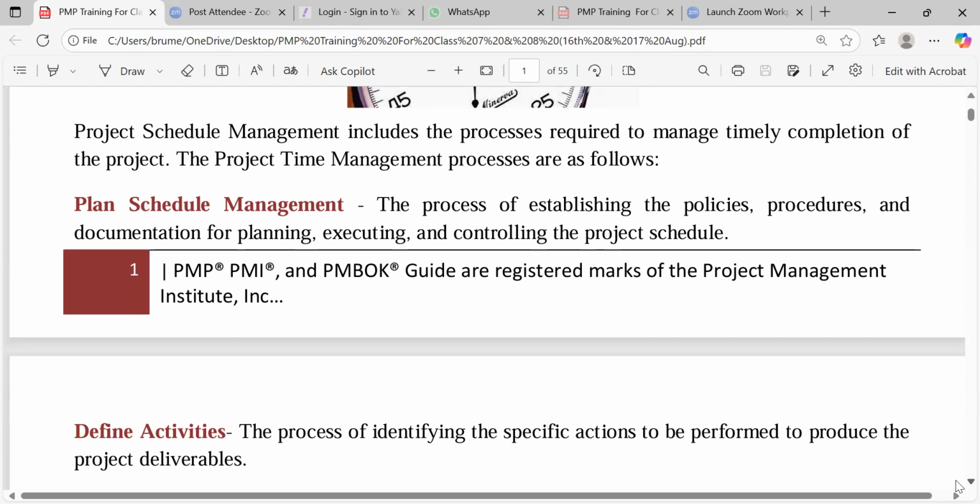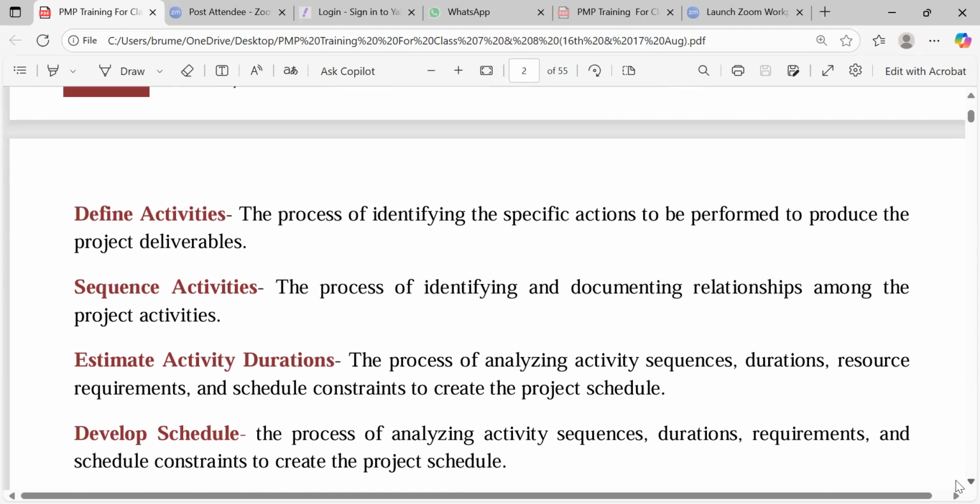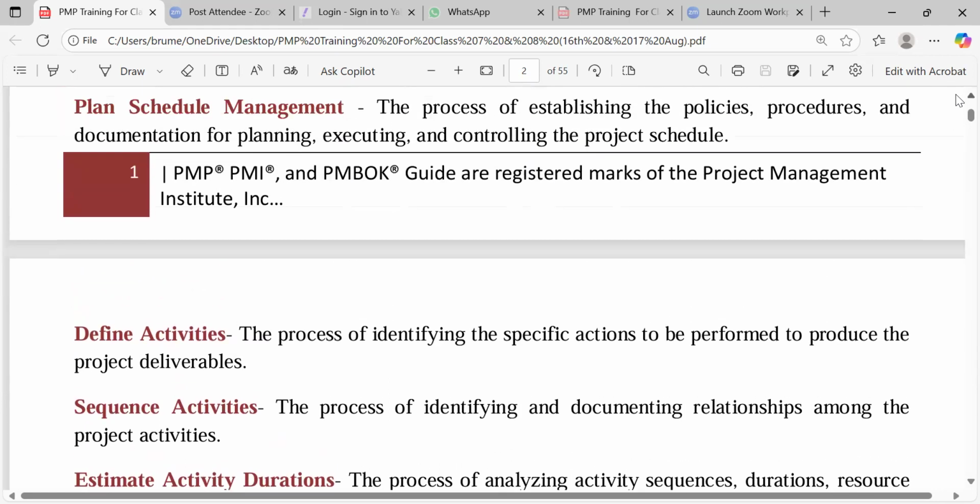And project schedule management has some sub-processes, which started with plan schedule management. Having gotten that, we'll move on to the next phase, which is define activities. Having defined the activities, the next thing we will do is sequence the activities.